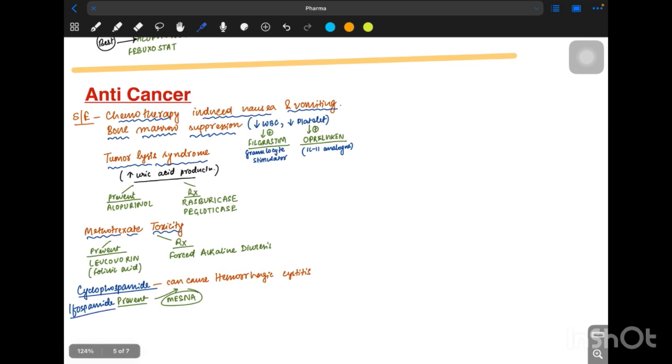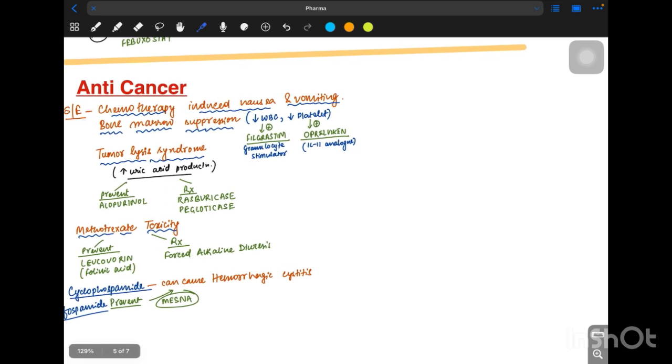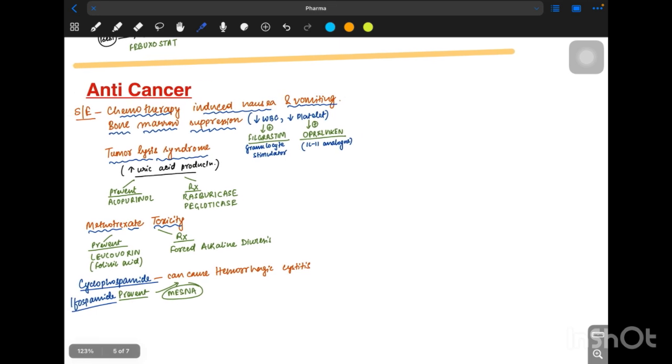So how can we treat the decreased number of WBC? We can give filgrastim. Filgrastim is a granulocyte stimulator. It will increase the number of WBC to counteract the side effect of anti-cancer drugs. And when the platelets decrease, we can give oprelvekin. It is an interleukin 11 analog and it increases the number of platelets.